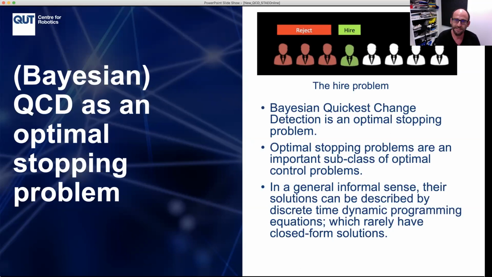And for those that may not know, in an informal sense, one way of describing their solutions is by discrete time dynamic program equations. And these rarely have closed form solutions, and they're not necessarily easy objects to work with.